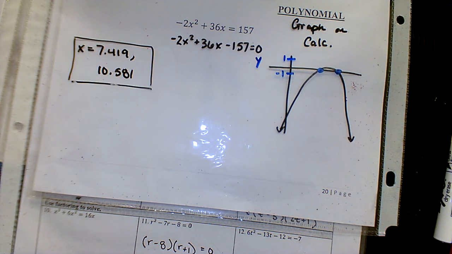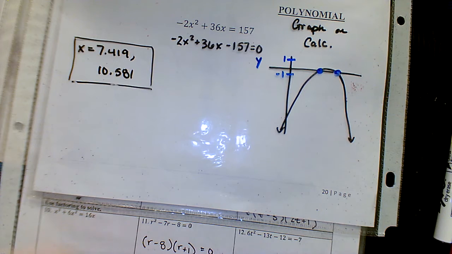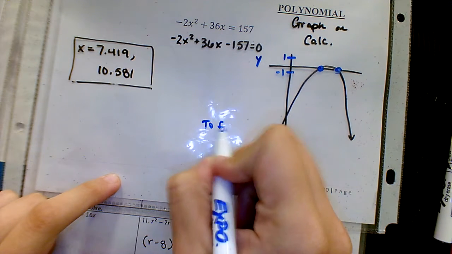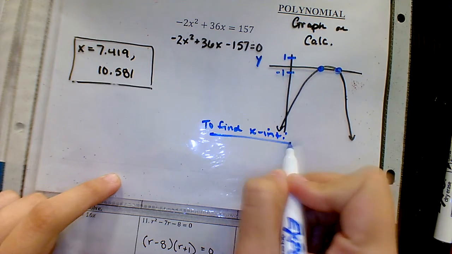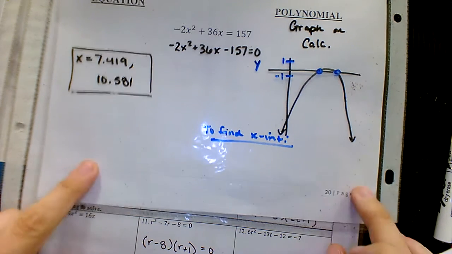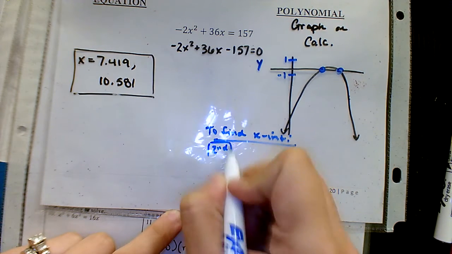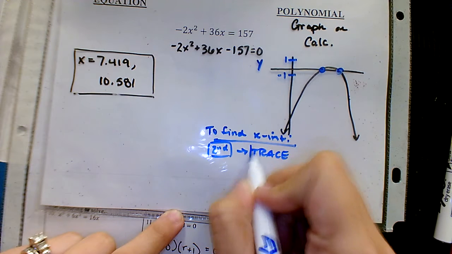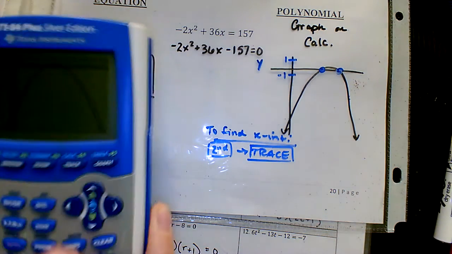So you were right. Okay, so let's go ahead. We're going to let the calculator find those specific spots for us. So we're going to write down some notes here. We're going to say to find x-intercepts. All right, so we're going to hit the second button and then trace. Okay, we're going to go to that calculate main menu that we've had for everything so far. All right, let's check that out.